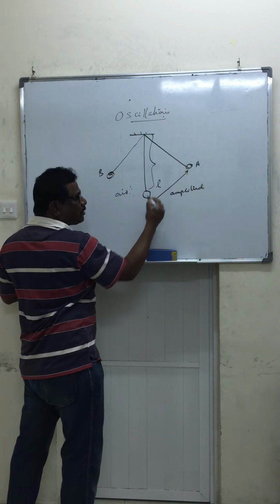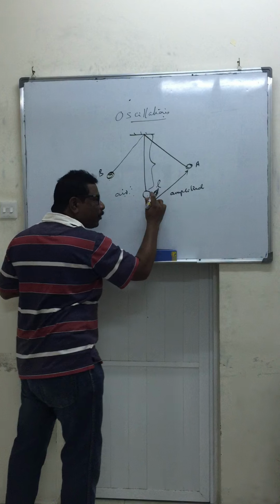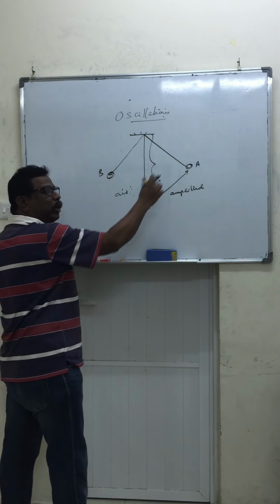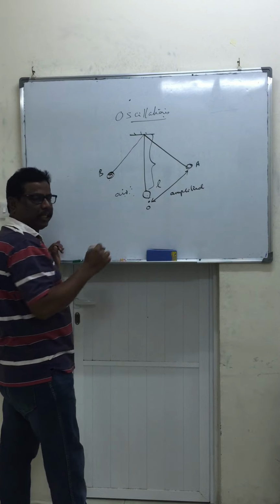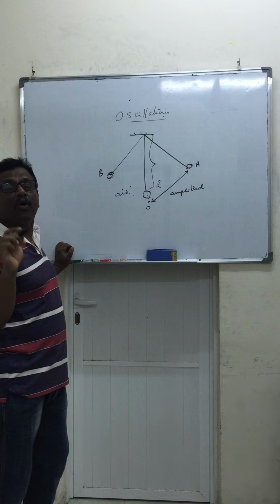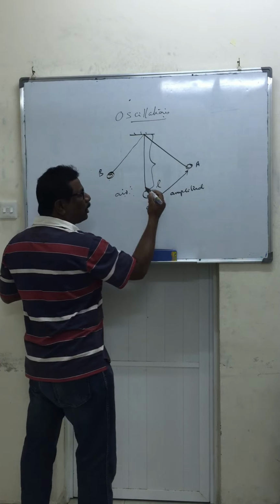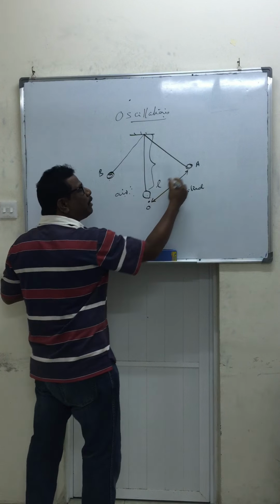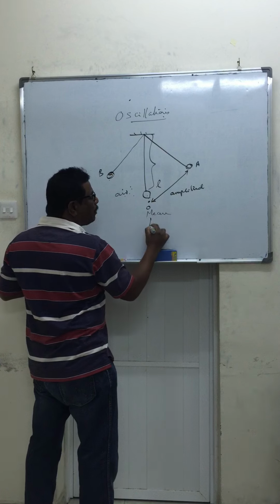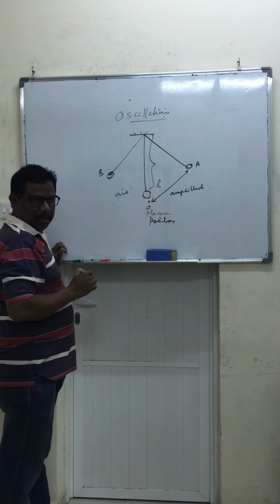To and fro motion means from the mean position it can move towards the right hand side, and again from the mean position it can move towards the left hand side. If there is to and fro motion about a mean position, then it is called oscillatory motion. So just now we learned what amplitude is. Amplitude means the maximum displacement from the mean position to the point A.